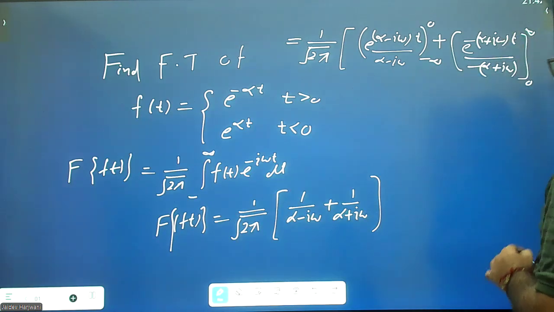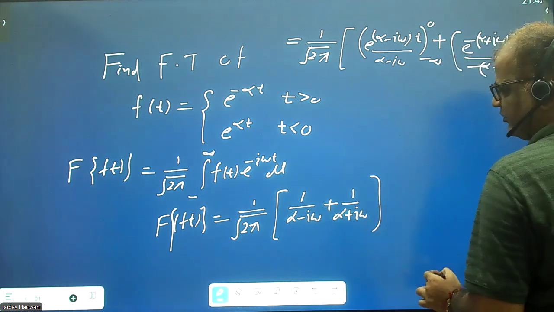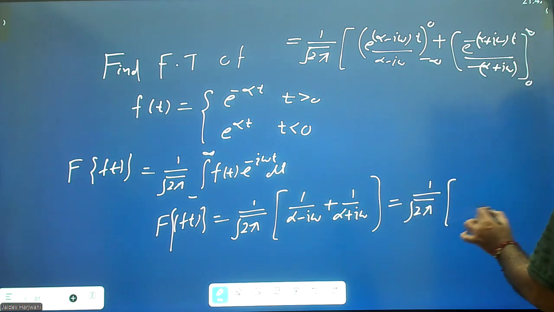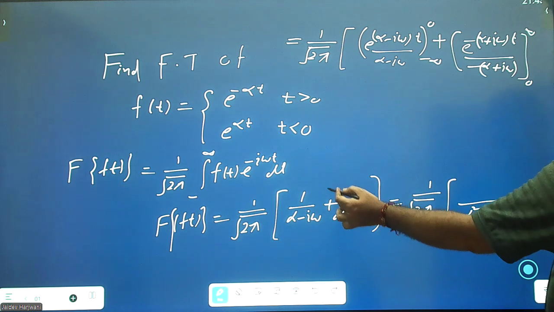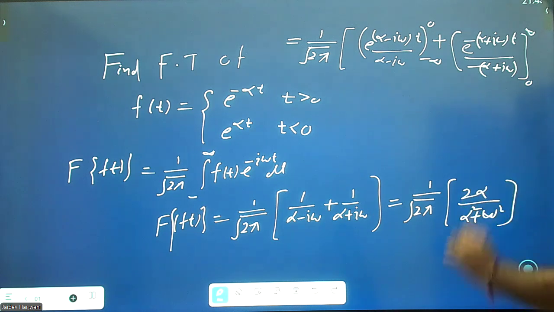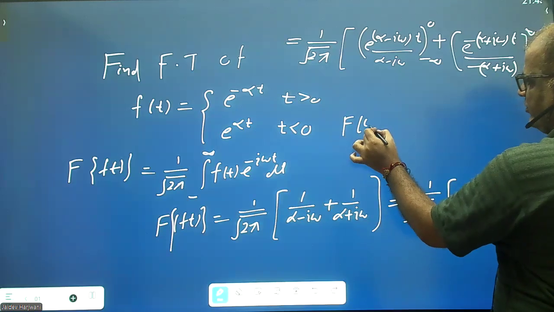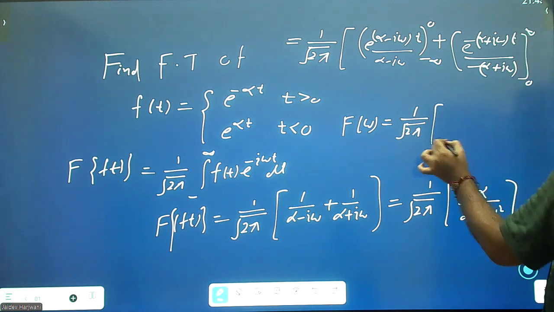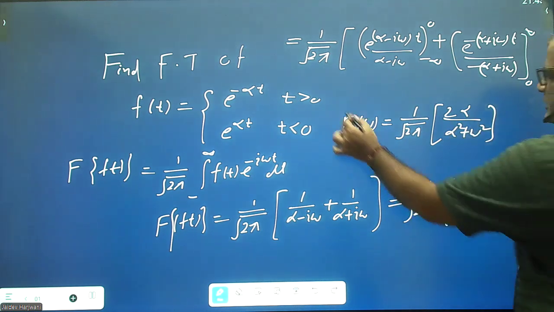So I can put 0 first, and then infinity becomes 0, and 0 becomes 1 upon alpha plus iota omega. This gives me 1 upon root 2 pi, the numerator alpha plus iota omega plus alpha minus iota omega, so the remaining will be 2 alpha, over alpha square plus omega square. So this is my Fourier transform: 1 upon root 2 pi times 2 alpha upon alpha square plus omega square.